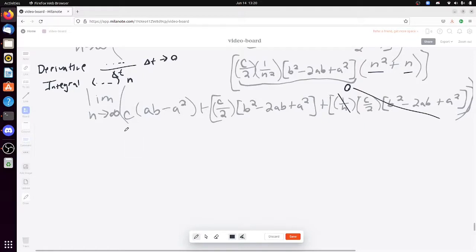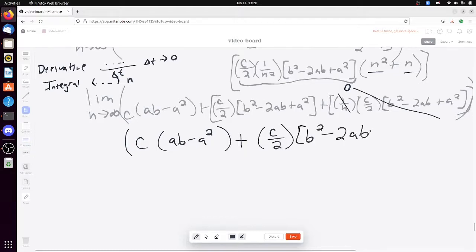So if we just go along with that, we're left with this expression: c times (ab minus a squared) plus c over 2 times (b squared minus 2ab plus a squared). Okay, all that stuff. And we don't have the limit term anymore, because we already took the limit as n approaches infinity to get rid of this guy. So now we're left with basically this whole first term and that whole second term. That's what we're left with.